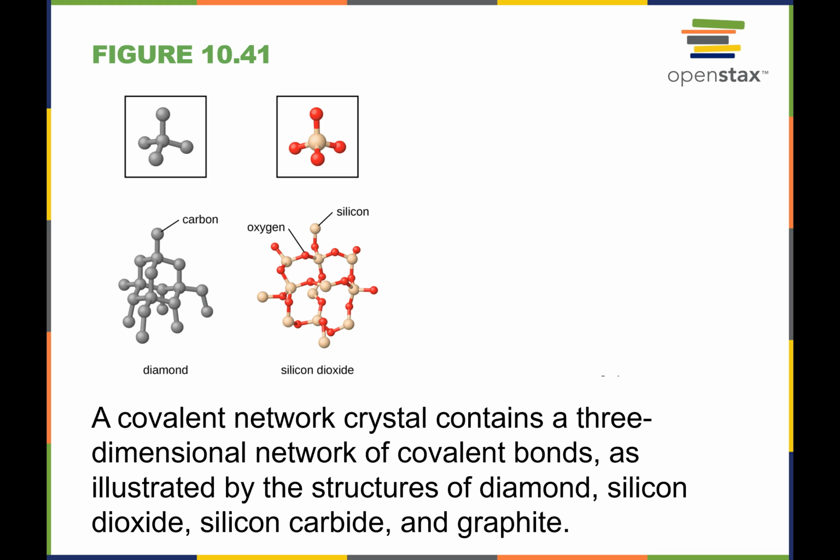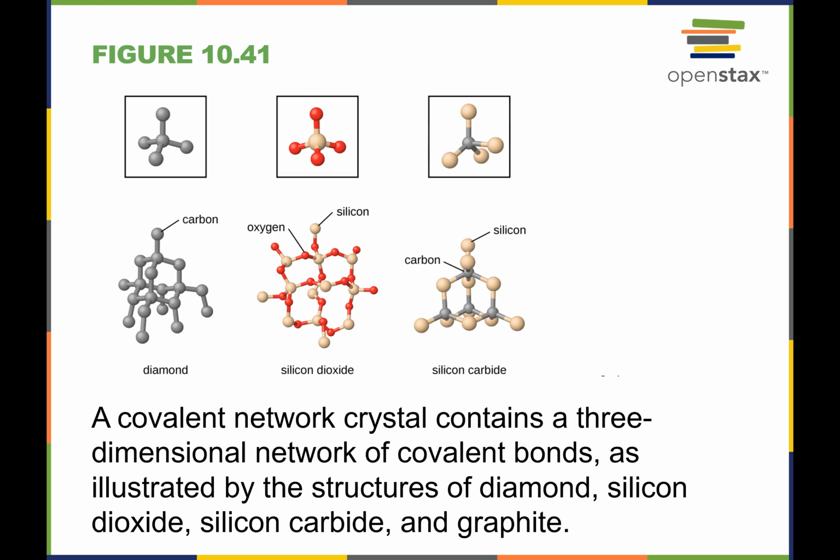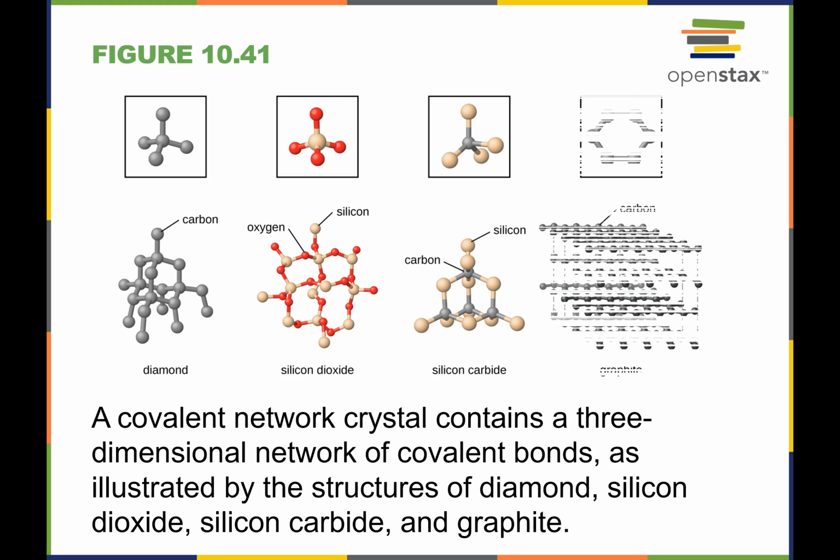Silicon dioxide, SiO2. It's trying to show you the repeating unit up there. That's clearly not an SiO2. That looks like an SiO4. But two of those oxygens are connected to another silicon. It's trying to show you the network solid. Silicon carbide, another network solid.